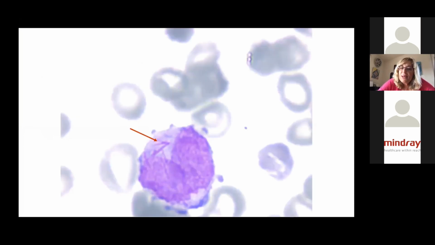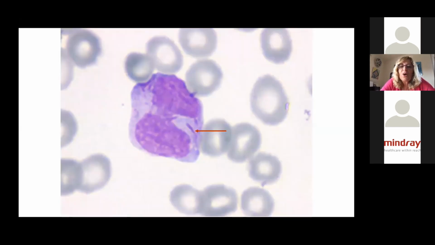Here in the smear, you can see this big cell with an irregular nucleus profile, and the arrow marks splinters. These correspond to immature granulation, and these morphological features suggest that this cell is an atypical promyelocyte. You have another atypical promyelocyte showing the splinters and this cleaved nucleus.